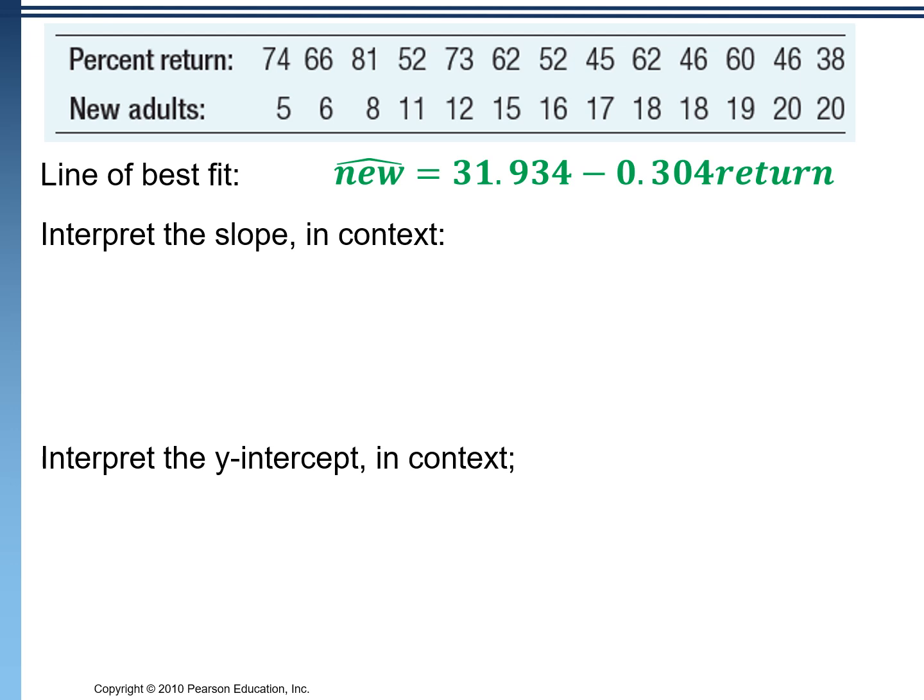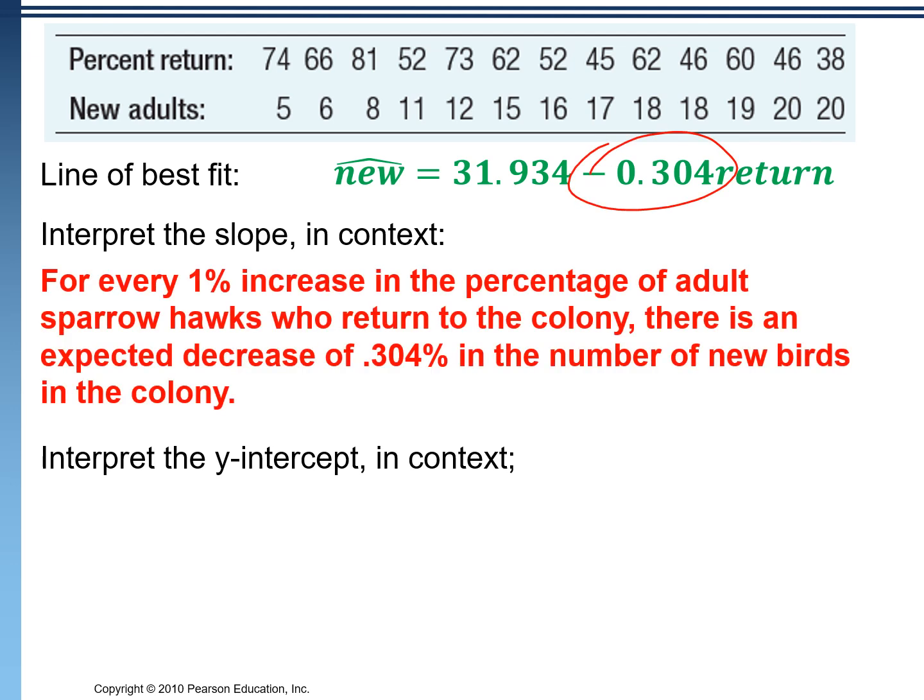So at this point, we have the regression equation. Let's interpret the slope in context. Slope is the one that's right next to the variable here. It's negative. For every 1% increase in the percentage of adult sparrowhawks who return to the colony, there's an expected decrease of 0.304 of new birds. Okay, so we need to write something like expected, or on average, it will decrease by that amount.